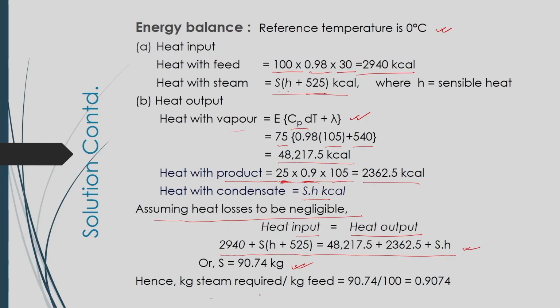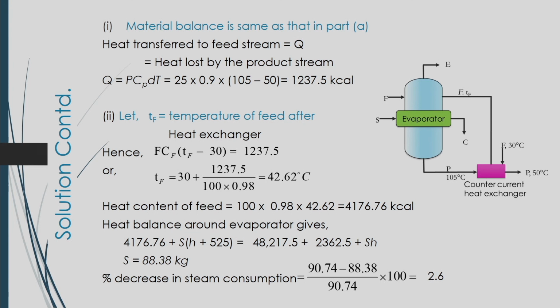Hence, kg of steam required per kg of feed is simply 90.74 divided by the feed amount, which comes around 90%. So, in this way you can calculate the fraction of feed stream as steam that will be supplied to the evaporator to evaporate the solution. And then again you have to calculate the heat transfer to the feed stream, which is basically the heat lost by the product stream.